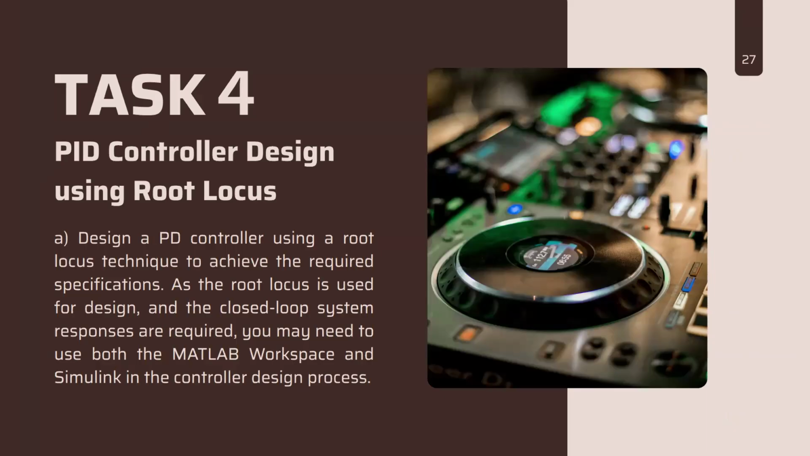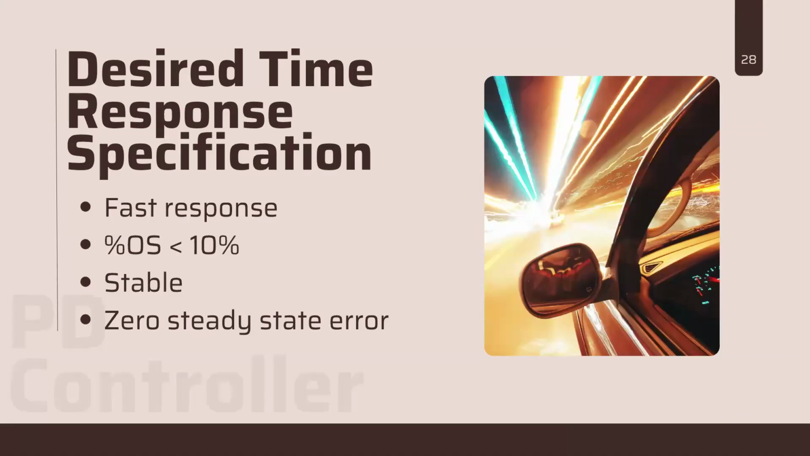Okay, for task 4, we are going to design the PID controller using the root locus. Next. Our desired time response specification is a fast response, overshoot less than 10% and stable, as well as zero steady state error.